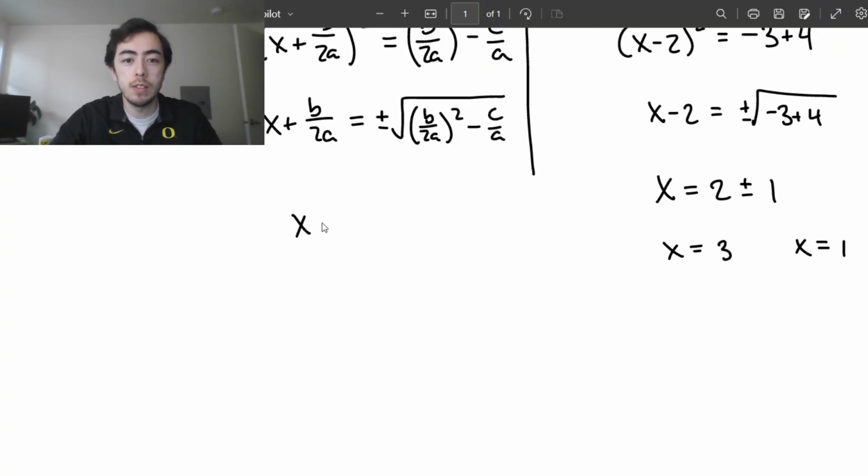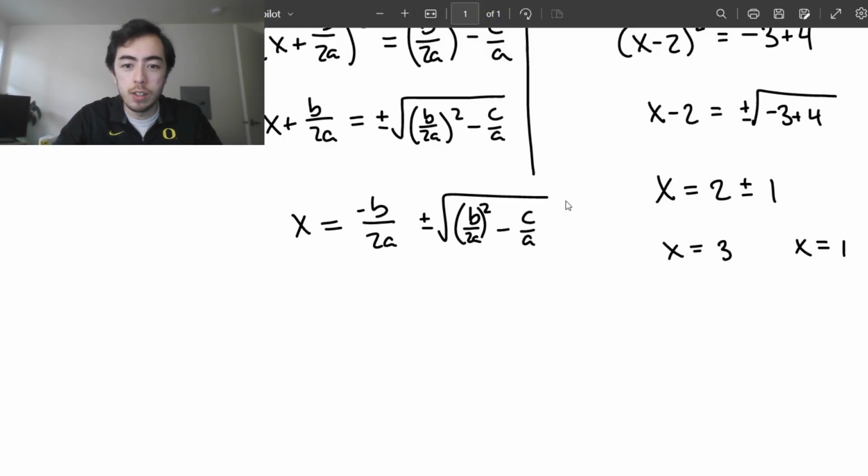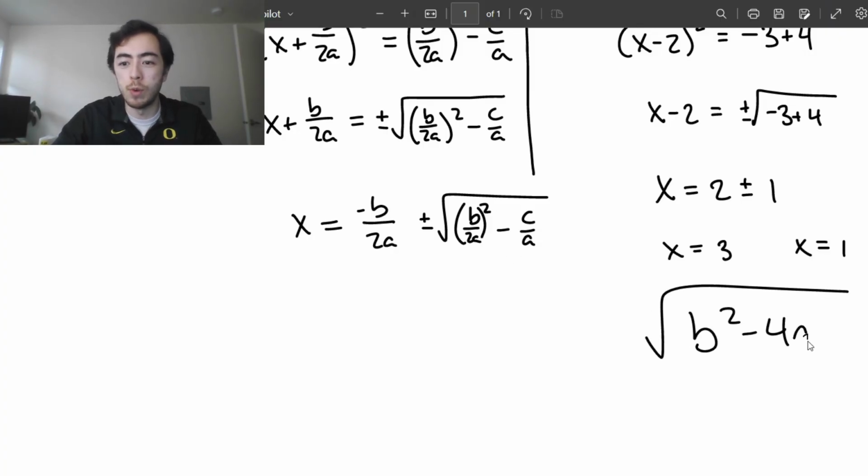Let's isolate x. So x equals -b over 2a plus or minus this whole thing. And technically we're done, although this doesn't quite look like the quadratic formula just yet. What can we do here? I think I want to find some kind of common denominator. Maybe I want to factor out this a. And again, my goal is to prove that the discriminant is just b squared minus 4ac.